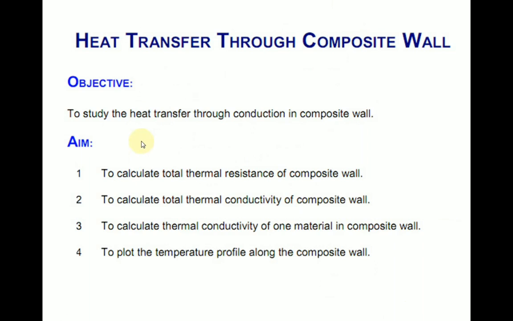in a composite wall. The aim of the experiment is to calculate the total thermal resistance of a composite wall. The second aim is to calculate the total thermal conductivity of the composite wall. The third aim is to calculate the thermal conductivity of one material in the composite wall. Basically, we are provided with three different materials and we need to find the thermal conductivity of any one material which is not known to us. Then we need to plot a temperature profile along the composite wall.